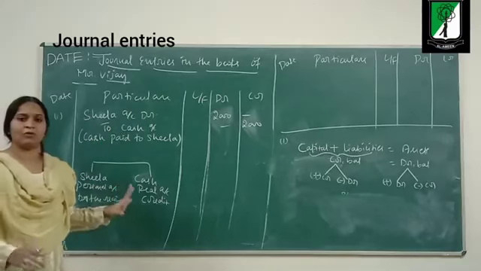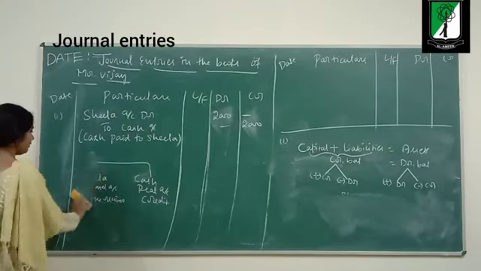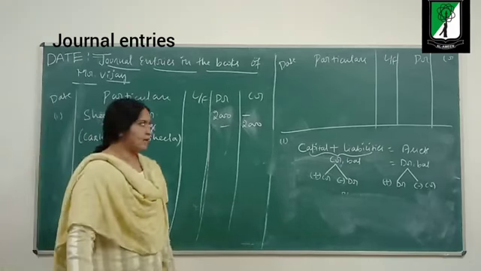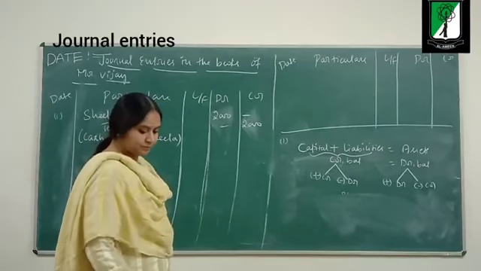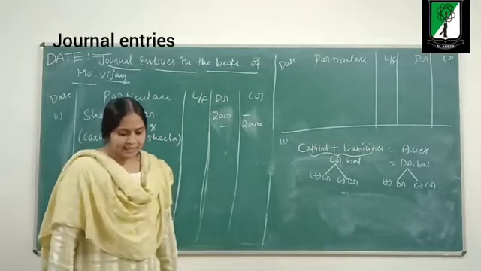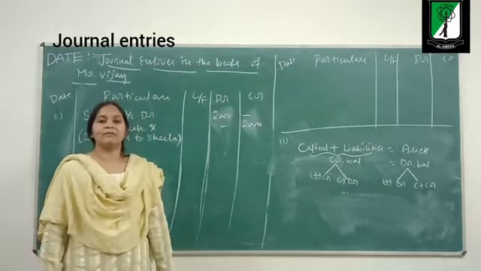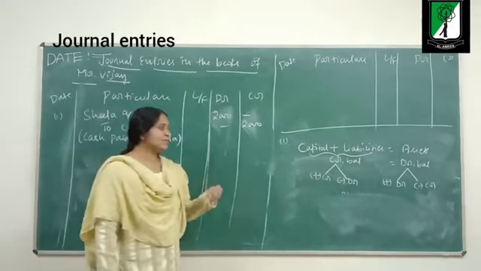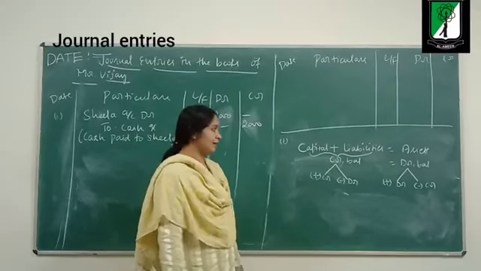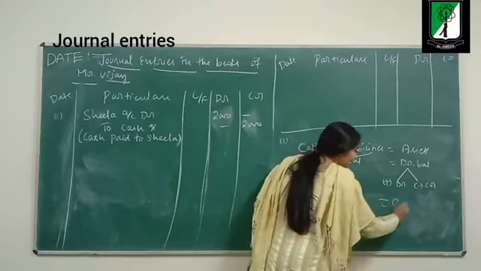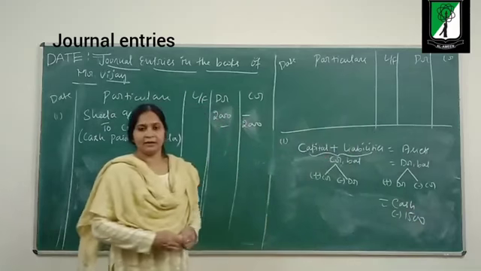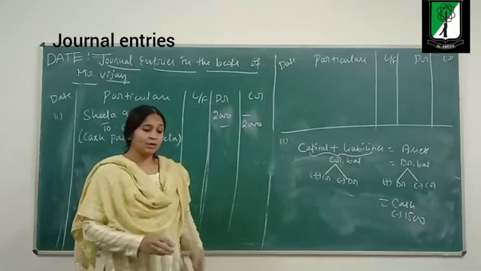Any of the methods you can follow, you will arrive at the same answer. Now moving on to the second transaction. What is the second transaction? Paid to Amitabh by check rupees 1,500. Business is making payment to Amitabh by check rupees 1,500. My cash is declining by rupees 1,500.